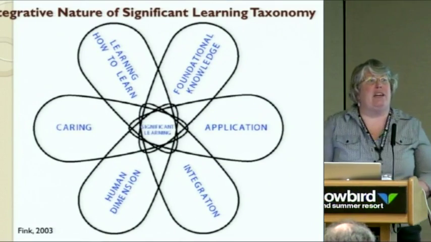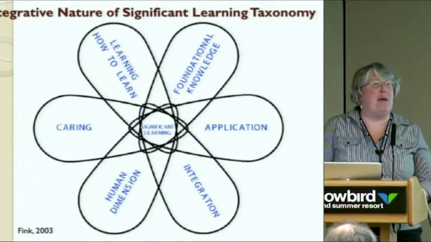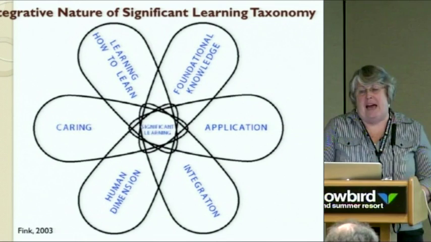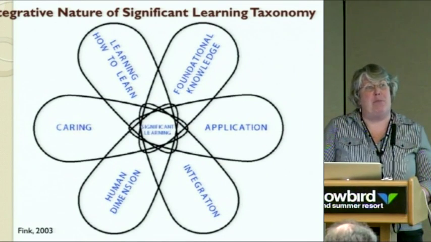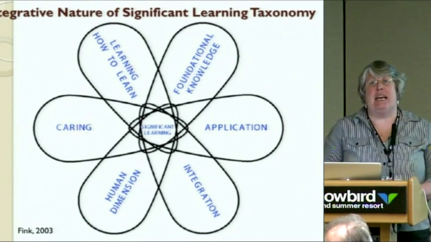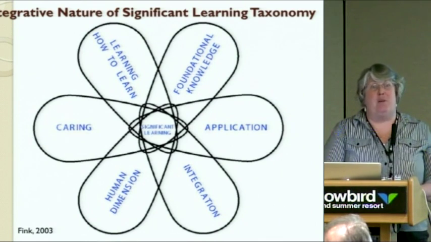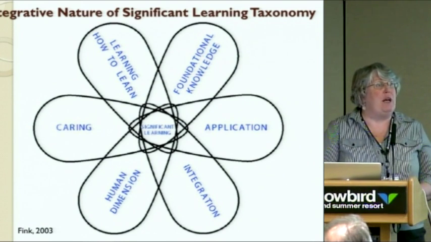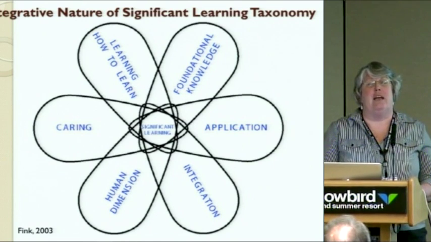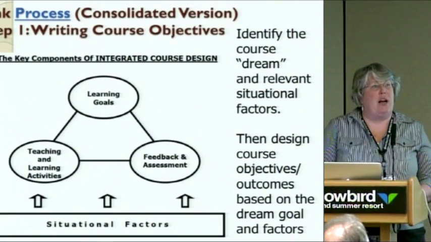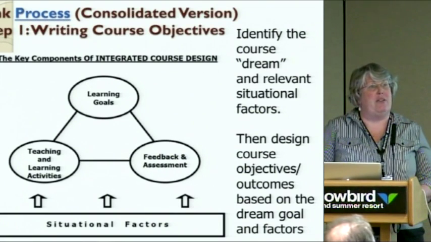Another aspect of this model is that it's integrative, so that they overlap. For example, I worked with a faculty member teaching a service learning course, so that there was foundational knowledge, but it was mostly application of what they were learning. But the human dimension and caring pieces were really important for her course. Whereas if you were teaching a technical technology course, it may not be human dimension and caring, but it may be more about learning how to learn. So if you could think about different levels of learning and what you would expect your students to do at the end. The main part of the model is about aligning these pieces.